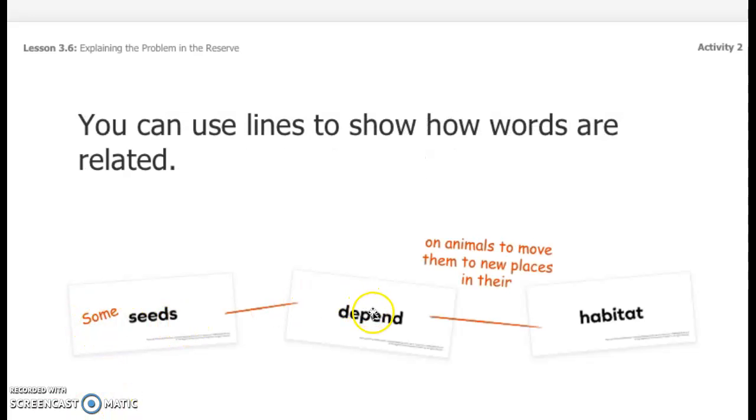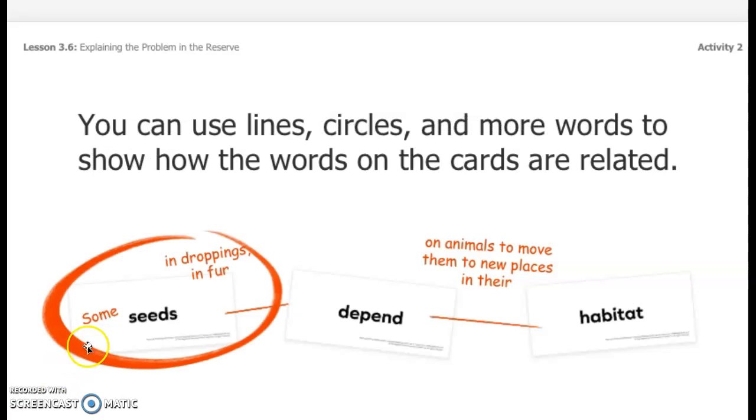Some seeds depend on animals to move them to places in their habitat. Some seeds and droppings in fur depend on animals to move them to places in their habitat. So you see how they're all connected?